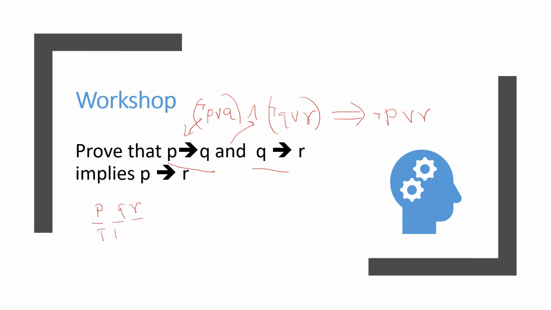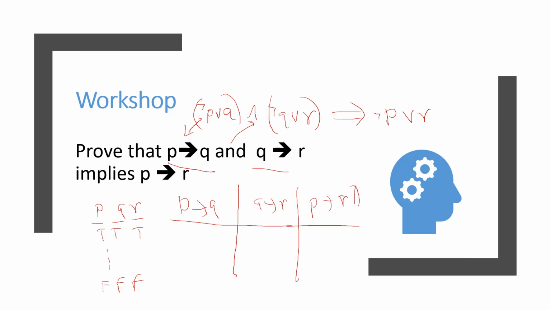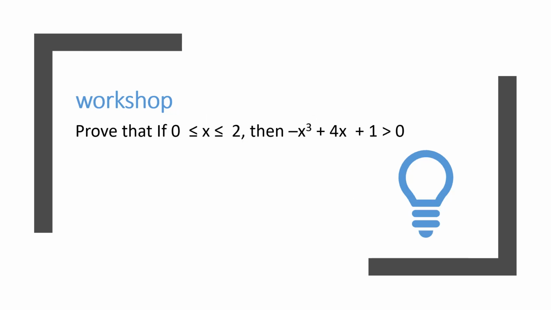So we create a truth table with 8 possible options for input, and then we will compute P implies Q and Q implies R. So we'll make a few columns here, and then we will make P implies R. And then what we have to do is to find that P implies Q and Q implies R implies P implies R is a tautology. That's all you got to show.